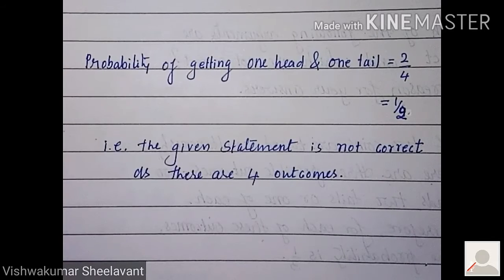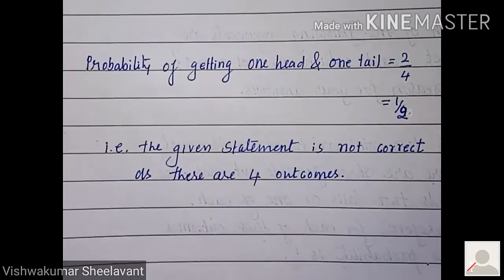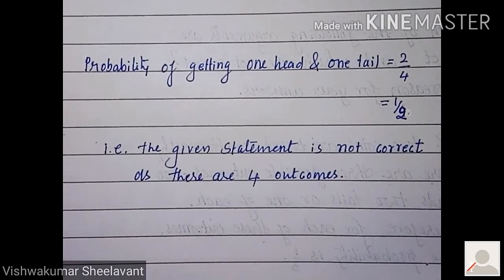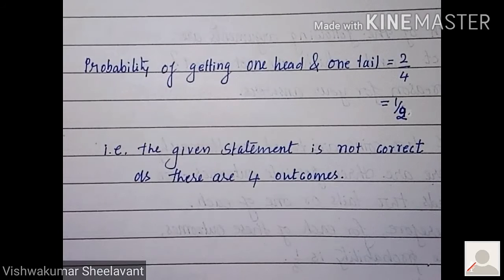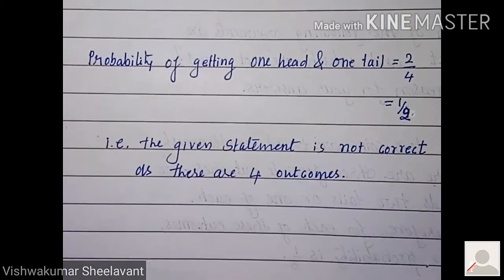So this question may be asked in different way also. What is that? If two coins are tossed simultaneously, what is the probability of getting one head and one tail? Or a question may be like this also. If two coins are tossed simultaneously, then what is the probability of getting both tails and both heads? The question need not be asked always this way. It may be asked in different way. So it is important to know how to write the outcomes. Okay. So now we have to see the second part in it.